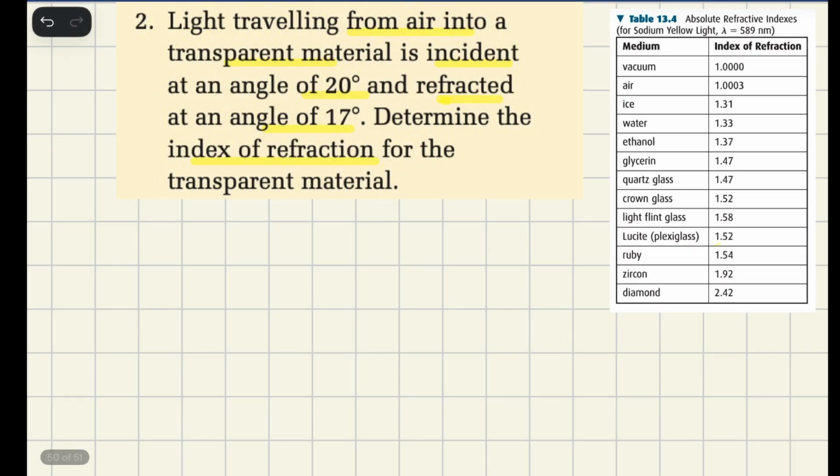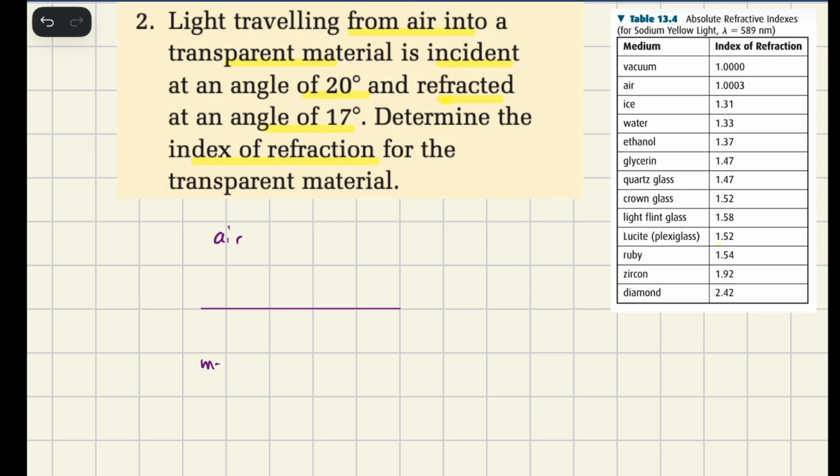So just like in the previous question, I'm going to begin by drawing the simulation of what this problem is saying. So we go from air to some sort of transparent material. We don't know exactly what kind of material it is, but I have an incident ray going through A at about 20 degrees to the normal. And then the angle of refraction is 17 degrees from the normal there, so from that vertical dotted line.